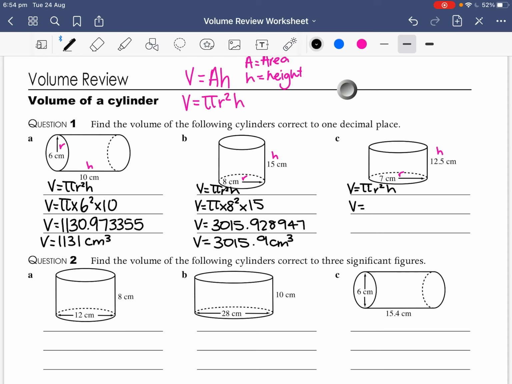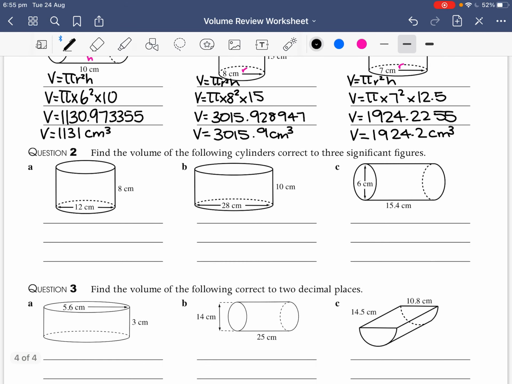And for our next one, we have a radius of 7 and a height of 12.5. So we have volume equals pi r squared H. So volume equals pi times 7 squared times 12.5. So on the calculator, pi times 7 squared times 12.5 gets us a volume of 1924.2255, and to one decimal place, volume equals 1924.2 centimeters cubed.